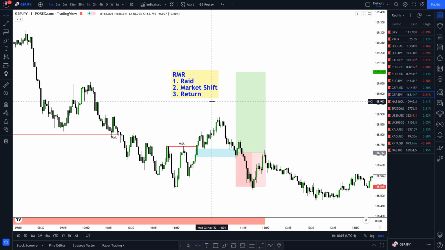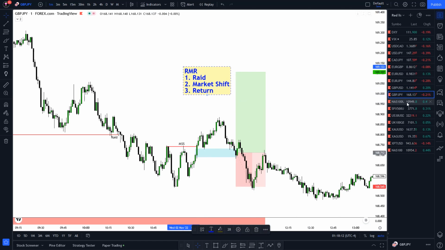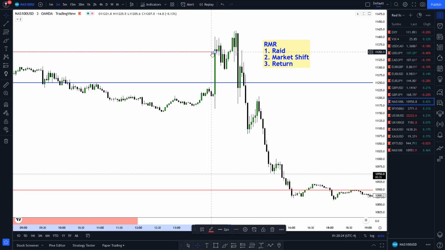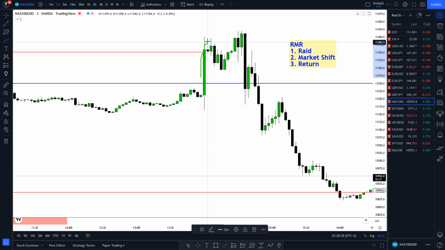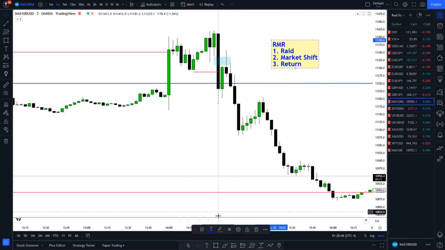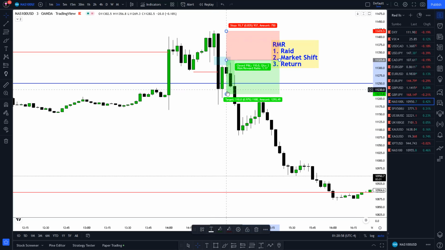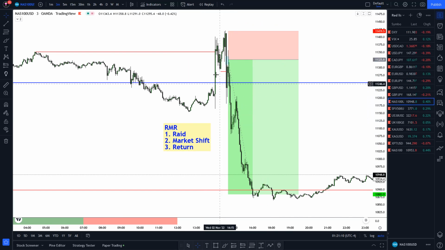I don't want this video to be too long, so I'll just give a very quick backtest example of the RMR pattern. So here on the NASDAQ, we have this initial raid, and then we wait for a swing low to break. So over here, we break a swing low. This would be the market structure shift. And during that shift, we usually have a gap that's been presented, which will be a return area. And as price retraces back into that return area, that's where you can place your entry. With your stop at the raid's high and objectives below, you can see that this would have been a monster trade using the RMR pattern.